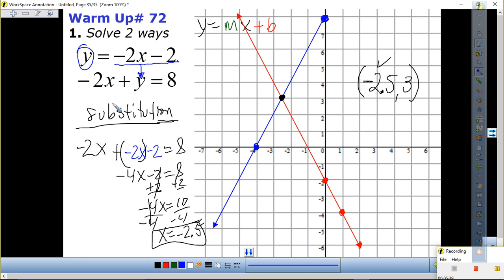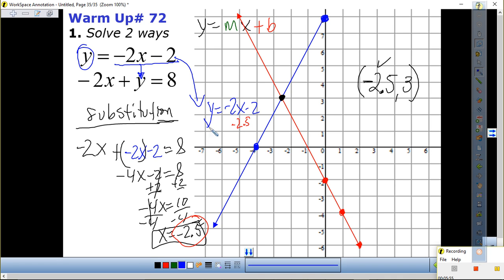Do I have any of these already solved for y? Yeah, this one. So I'm going to grab this one, and I'm going to write y equals negative 2x minus 2, but instead of x, I'm going to substitute negative 2.5.